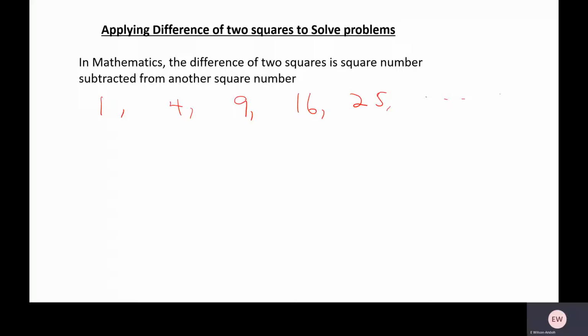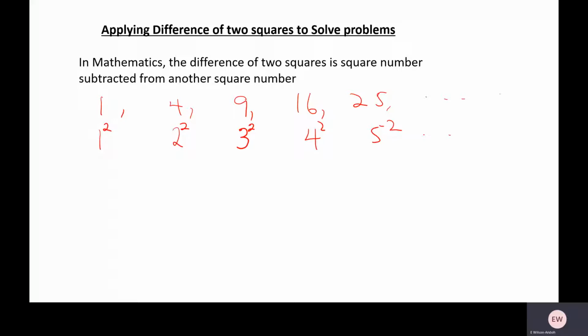We call them square numbers because 1 can be written as 1 squared, because 1 squared means 1 times 1, and 1 times 1 is 1. 4 can be written as 2 squared. We can write 9 as 3 squared, 16 as 4 squared, 25 as 5 squared, and so on. So you can see that we got the square numbers by squaring some numbers. So that is why we call them square numbers.